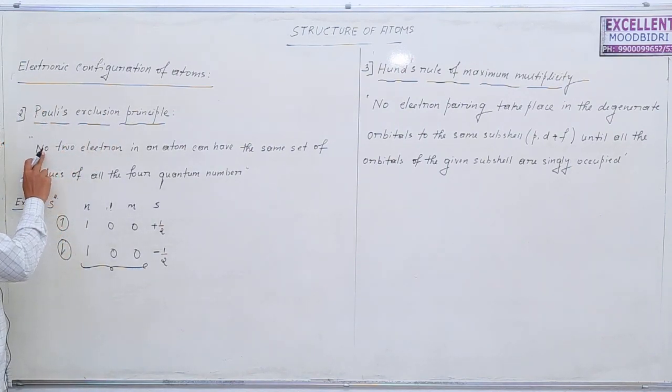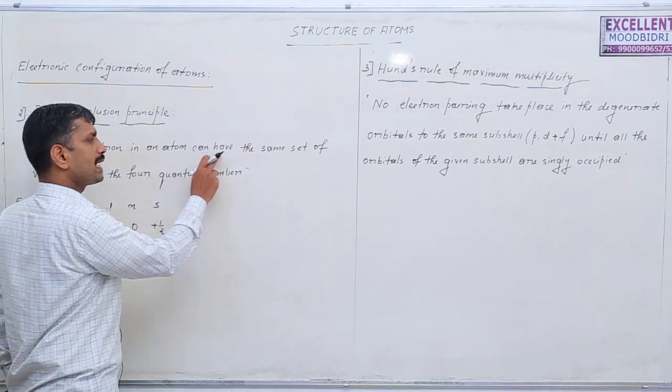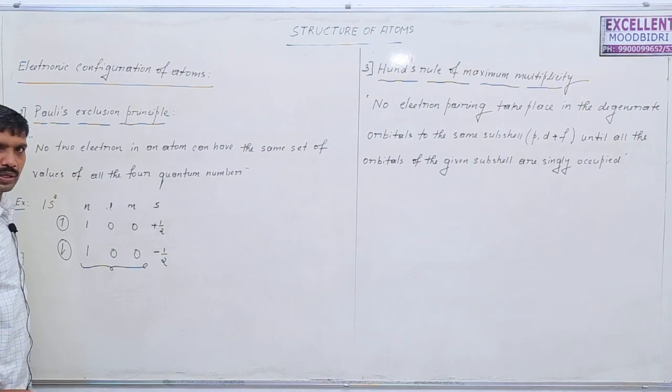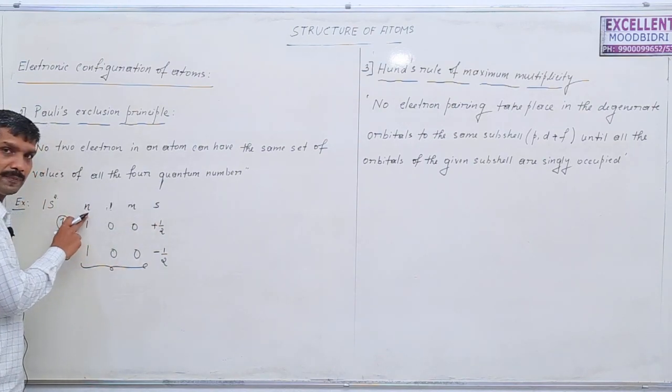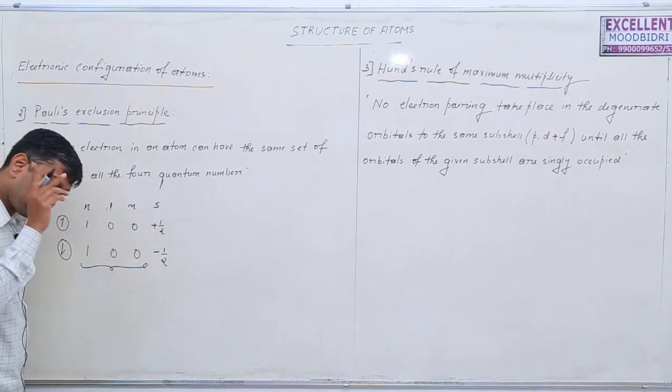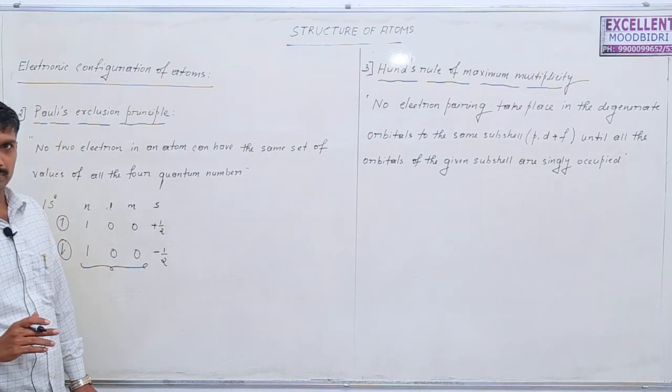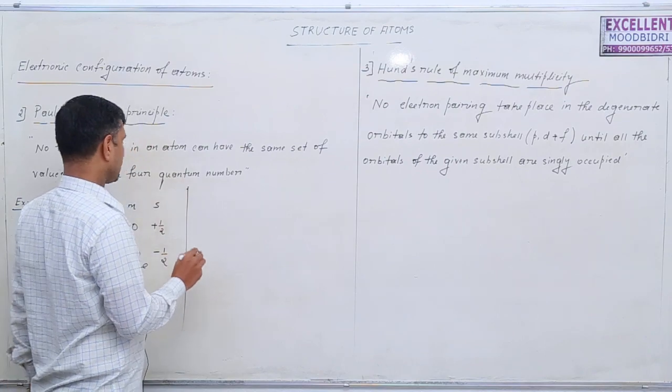So the statement: no two electrons in an atom can have the same set of values for all four quantum numbers. This means that among the four quantum numbers, any one of the quantum numbers must be different for the two electrons. This is called Pauli's exclusion principle. I take one more example for this case.